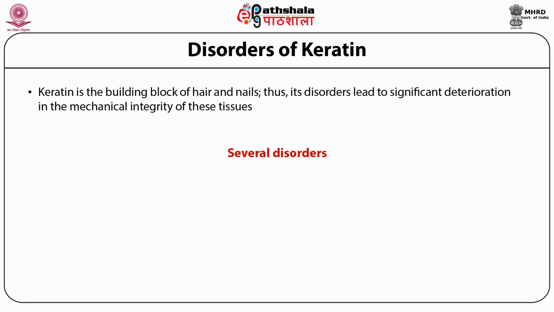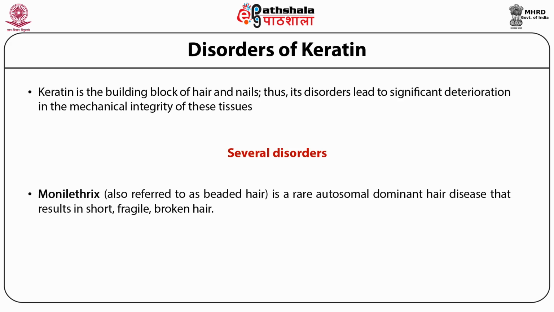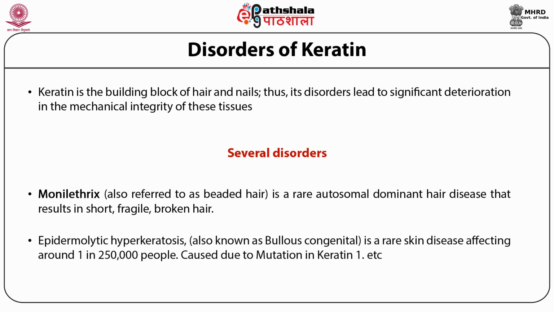There are several disorders one can look up on the web, but I have listed a couple of examples. Monilethrix is a rare autosomal dominant hair disease that results in short, fragile, broken hair. The other disease, epidermolytic hyperkeratosis, is a rare skin disease that affects about 1 in 2.5 million people, and it is caused by a mutation in keratin 1. Most of these are very rare, but they are genetic disorders, and when they occur, there could be severe problems.